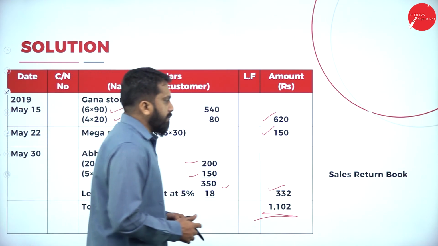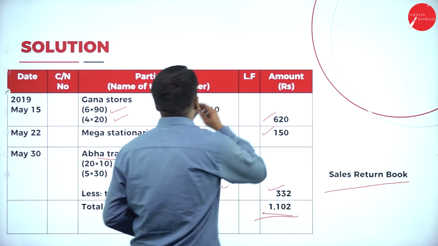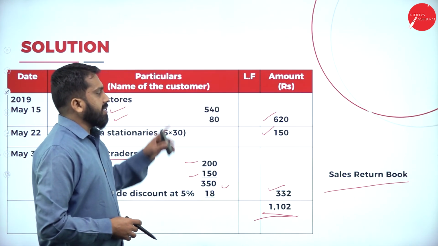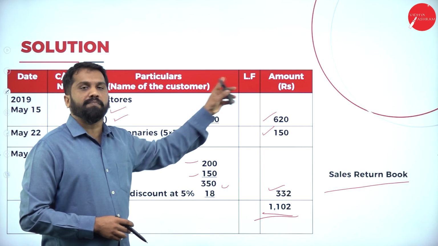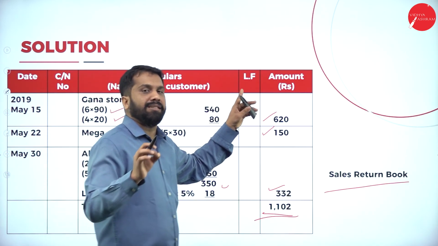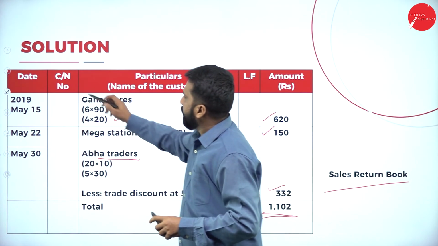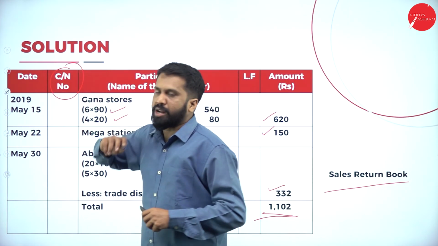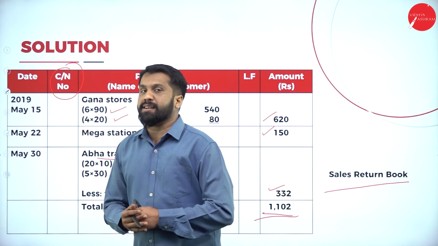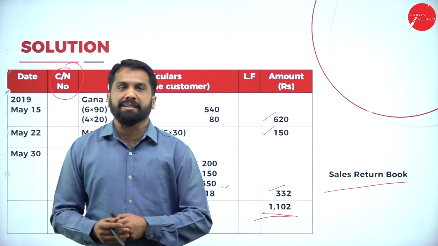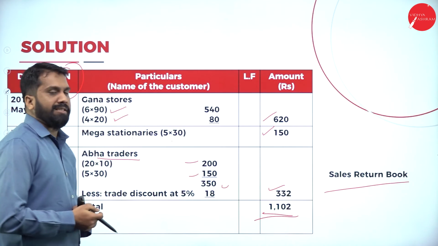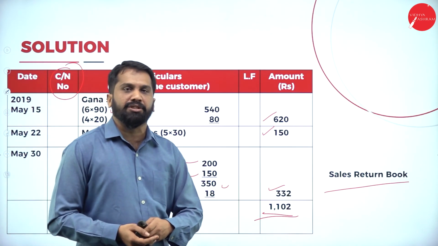Now, your heading will be, I don't have space here, so what is it? Sales return book. Your heading must be sales return book. Now, for sales return, as I told you, it is a credit note number. For purchase return, it is a debit note number. So, I'll go back to your previous slides so that you can take a screenshot.